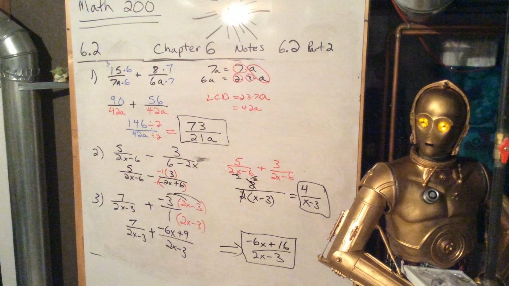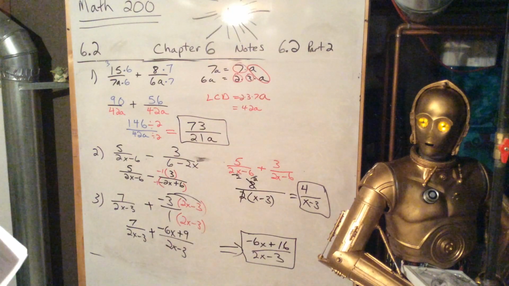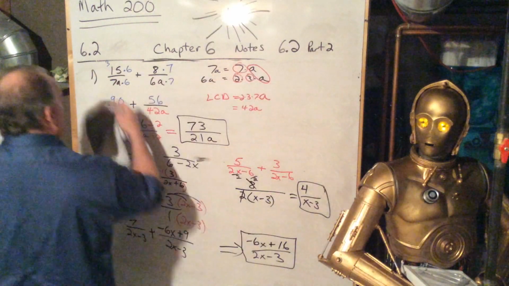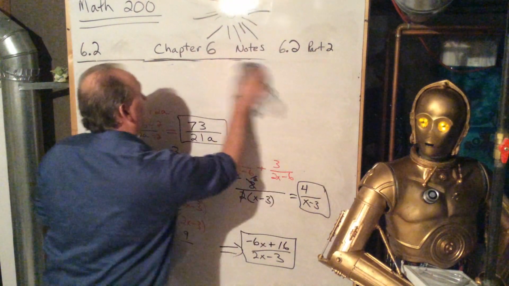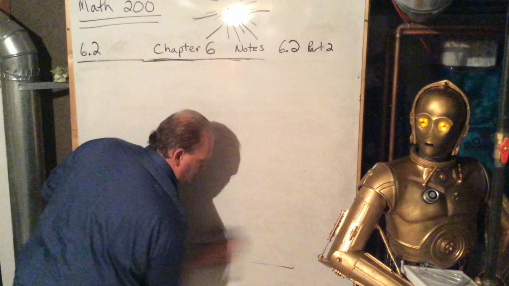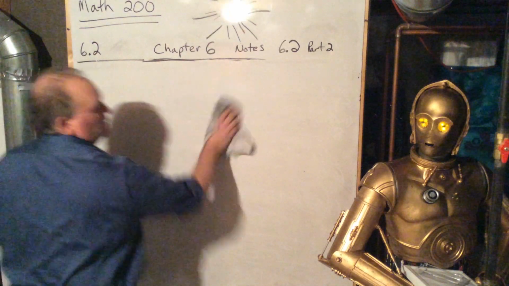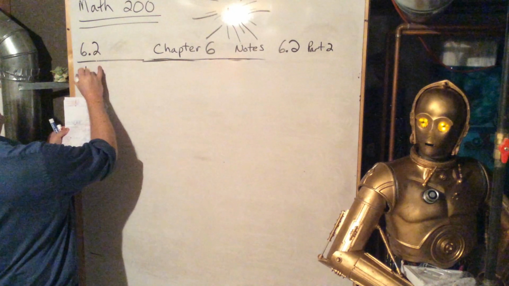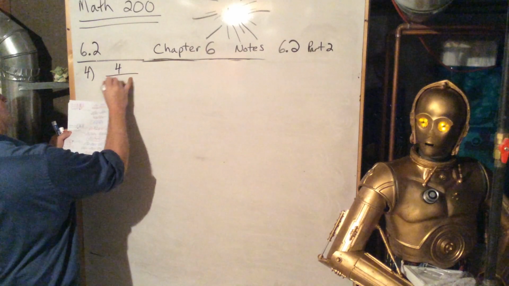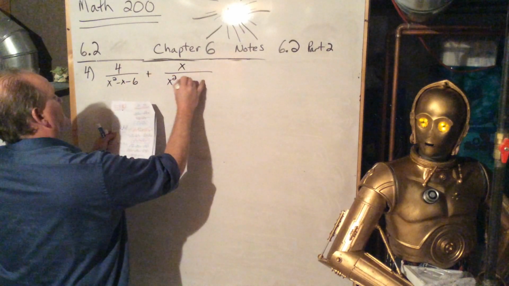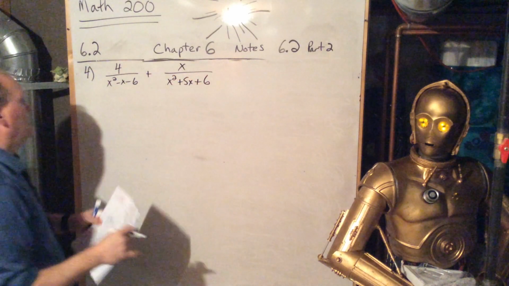All right, so let's look at the next page for 6.2. So we have 4 over x squared minus x minus 6 plus x over x squared plus 5x plus 6. Oh boy. So let's factor that.